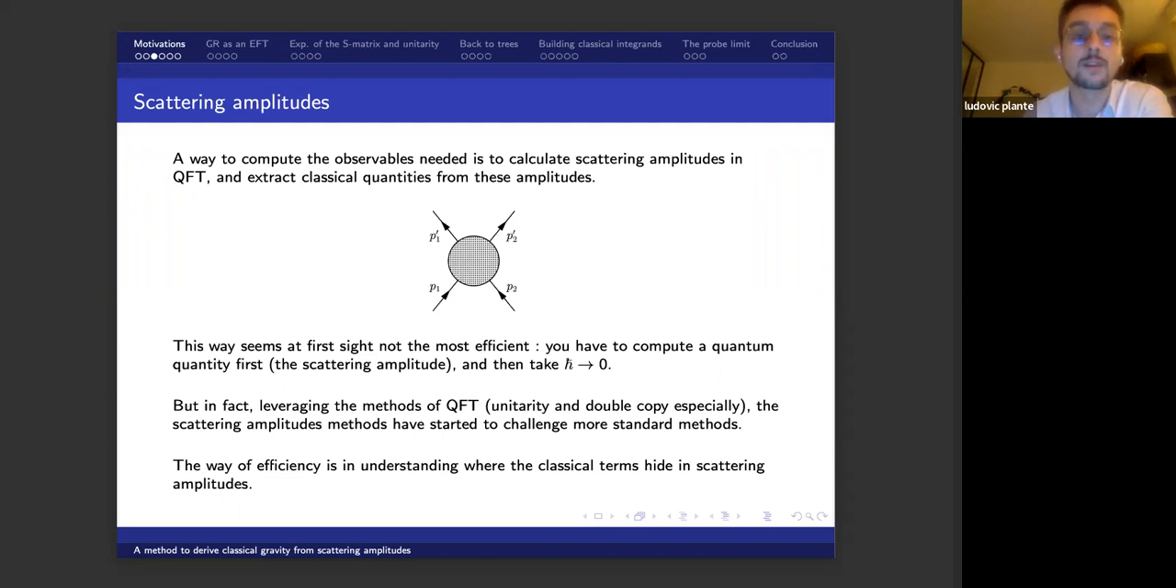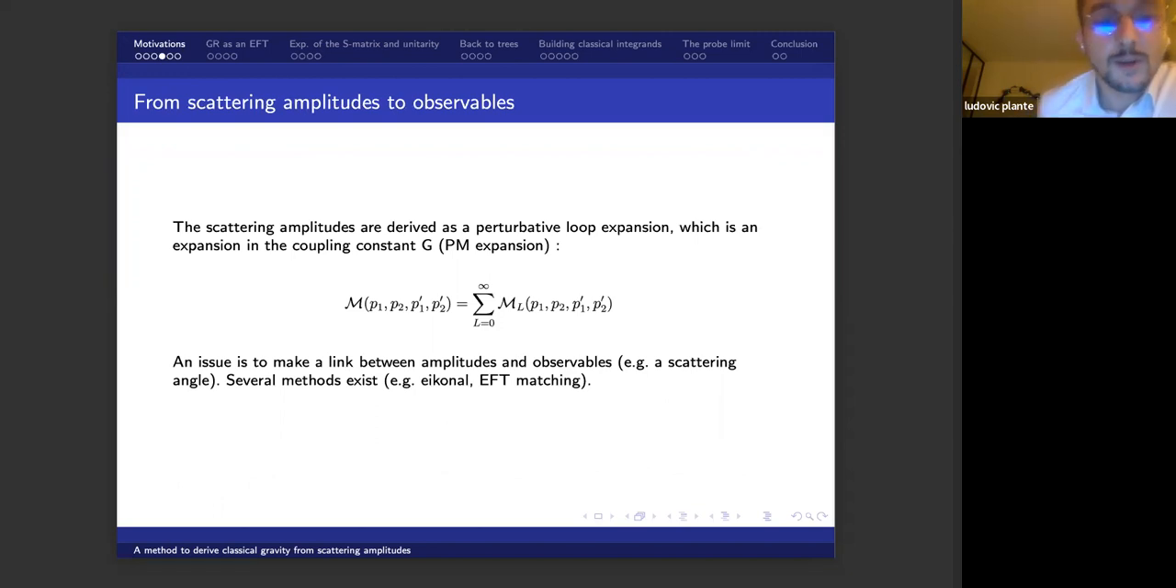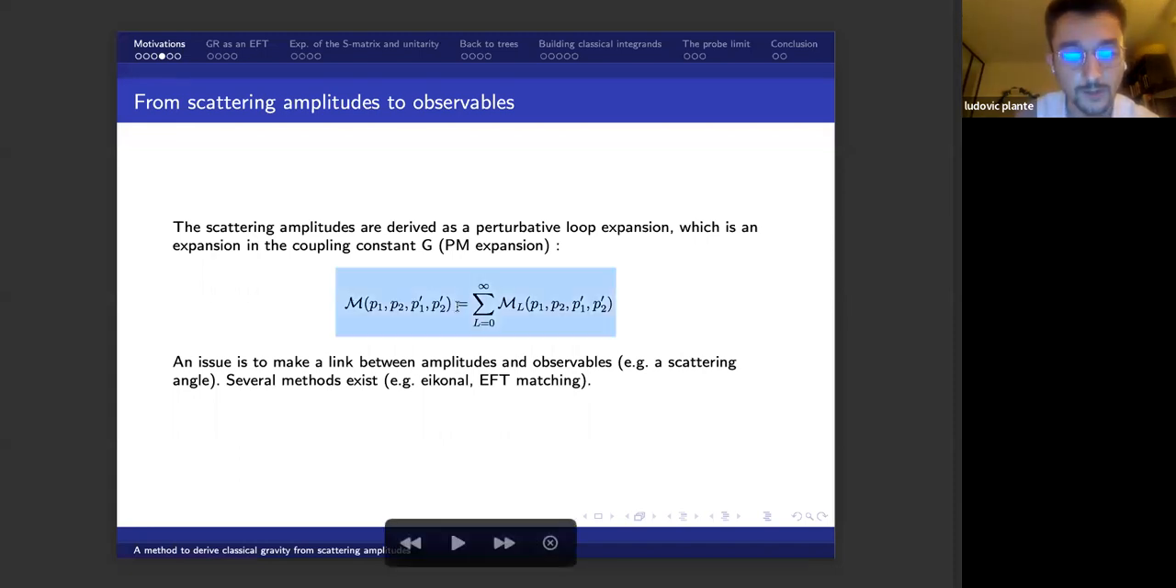For scattering amplitudes, I think the way to efficiency is first to understand where the classical terms are hiding in the scattering amplitudes. The scattering amplitudes are naturally derived as a perturbative loop expansion. You expand your amplitude in loops, which correspond to an expansion in the coupling constant, here G. So it's a post-Minkowskian expansion, and you expand your scattering amplitudes as a sum over the loops.